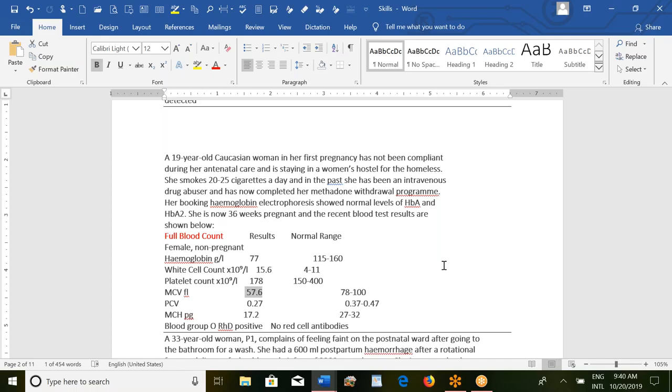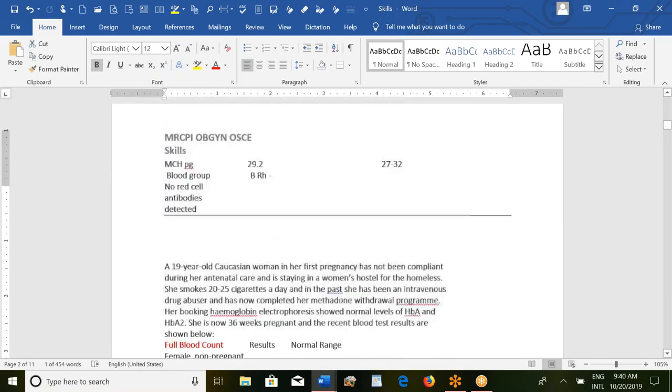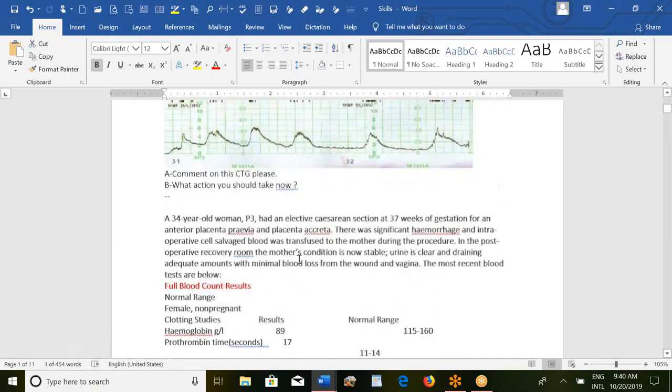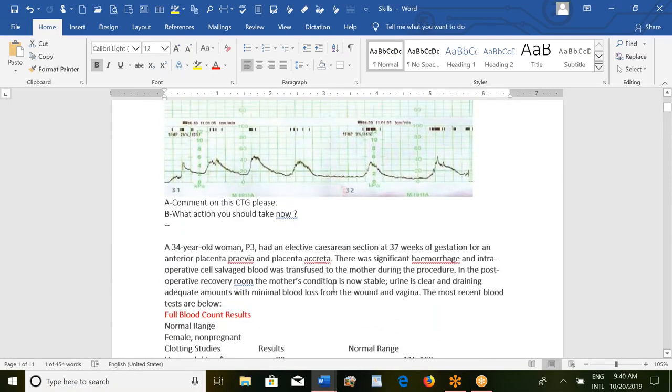Fatigue, tiredness, and if we talk about thalassemia also, because I have some slides to show you, we'll talk about that also. So basically, we are practicing these skills. They can ask you different types of questions. Like we started here, I will just show you that first we commented on CTG.